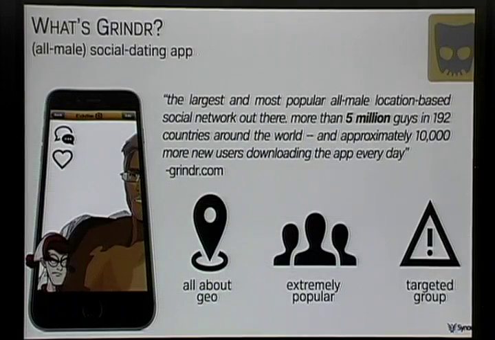So what is Grindr? It's the largest and most popular all-male location-based social network out there. More than 5 million guys in 192 countries around the world and approximately 10,000 more new users downloading it every day. Bottom line is that the app is based completely around knowing who's near you. It's extremely popular, and it caters to a demographic that has a history of being targeted. So we figured it'd be good to take a look from a user privacy standpoint.